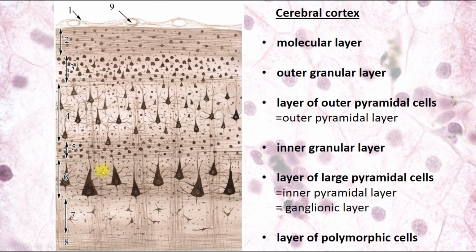They form the 5th layer of cerebral cortex. It's the layer of large pyramidal cells. So molecular layer, outer granular layer, layer of outer pyramidal cells or outer pyramidal layer, inner granular layer, layer of large pyramidal cells or inner pyramidal layer or ganglionic layer, and layer of polymorphic cells. These are the main layers of cerebral cortex. Molecular layer has cells with different shapes, as well as the layer of polymorphic cells, and we have 2 granular layers and 2 pyramidal layers. It's the main structure of cerebral cortex.